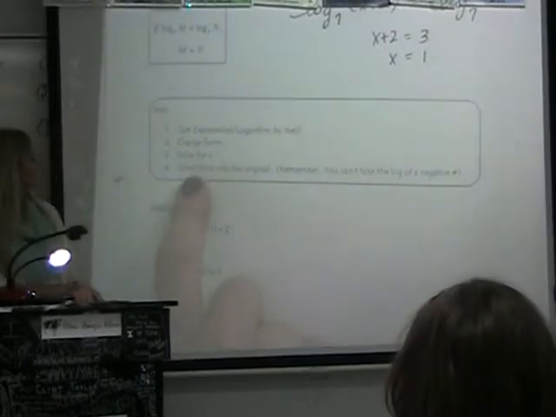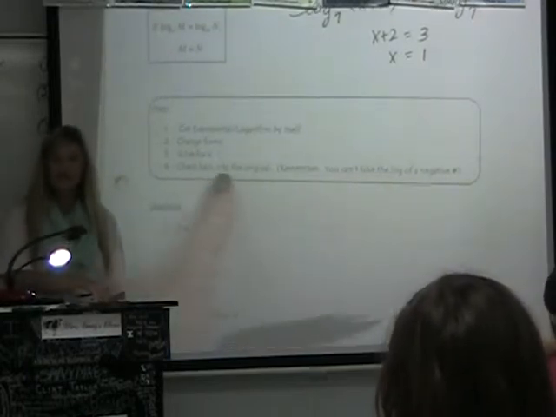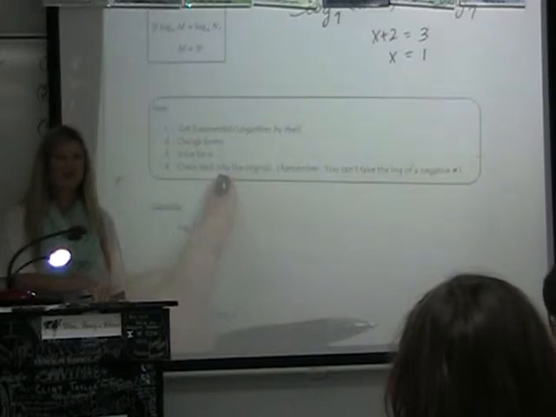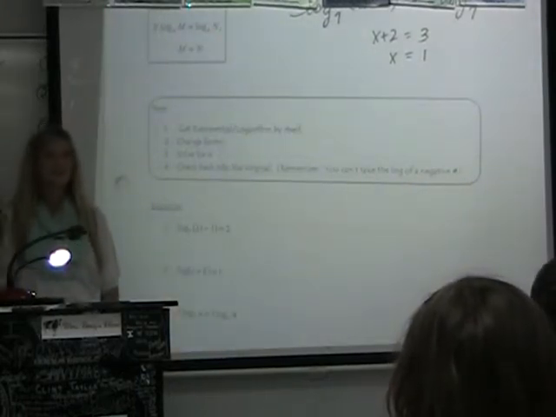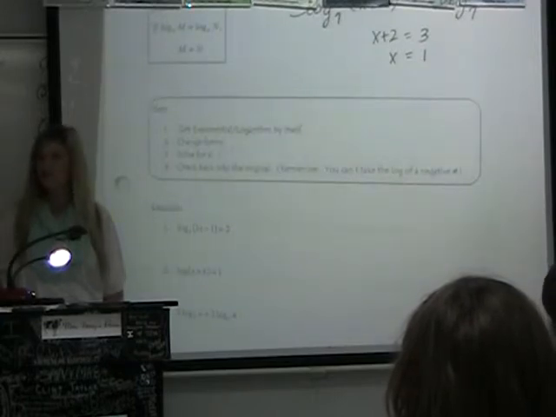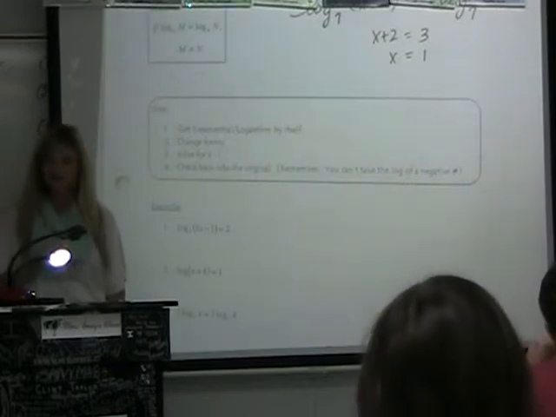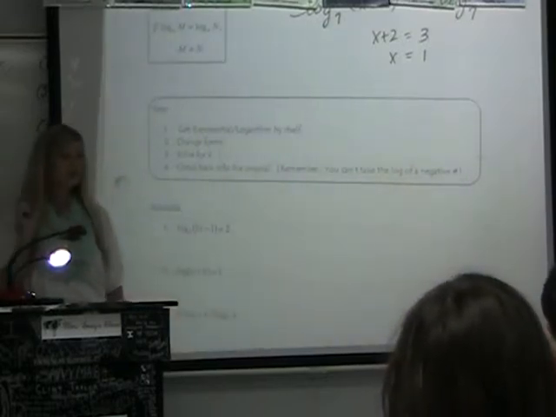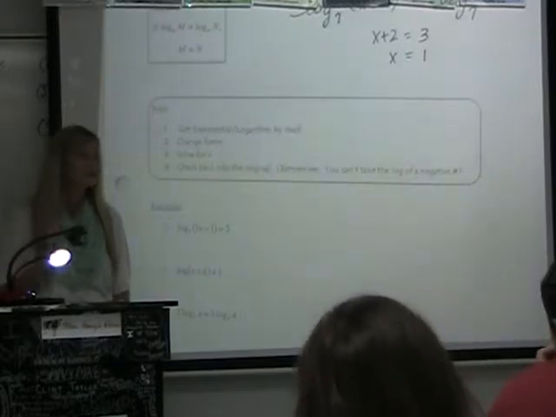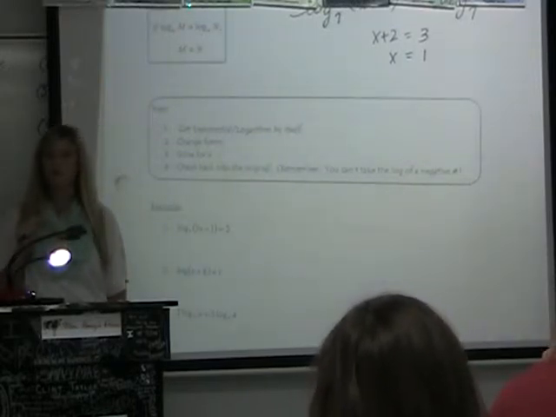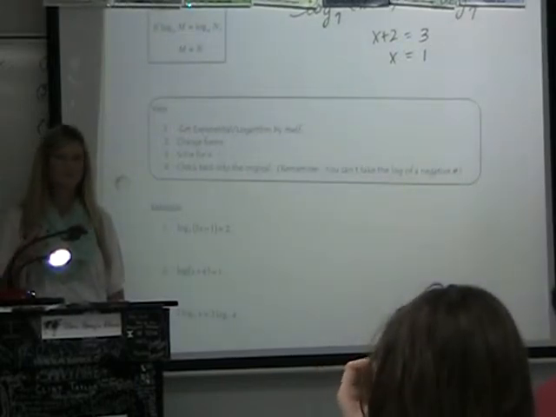Step 3 is to solve for x, and step 4 is probably the most important step. Check back into the original. I know in math class, you're almost always told to check your answer to be on the safe side and just make sure you're doing it correctly. This is not just to be on the safe side. This is actually a very important step because there are several times with logarithms where you come up with an extraneous answer. Do you know what an extraneous answer means?